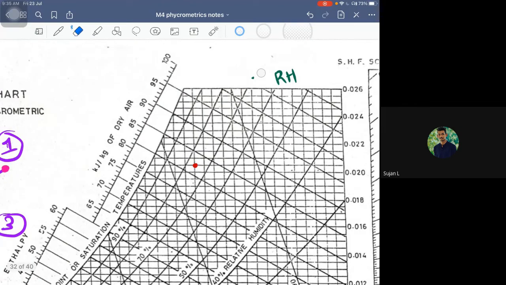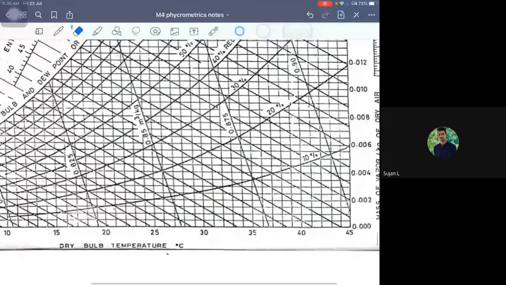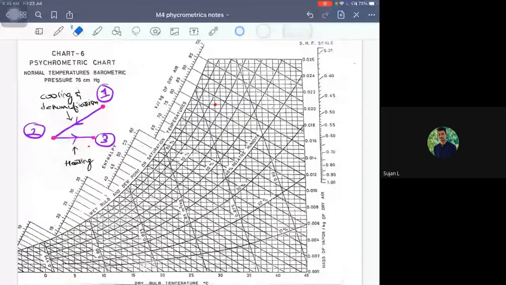Got it? How to mark the outdoor condition point? Yes, sir. Got it, guys? Shall we? Now, next thing, you have to mark the indoor condition point. Same procedure you have to follow.